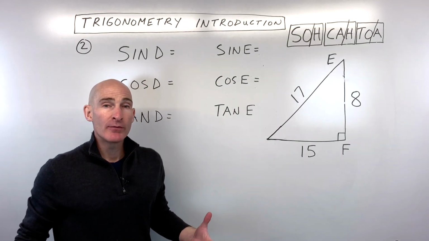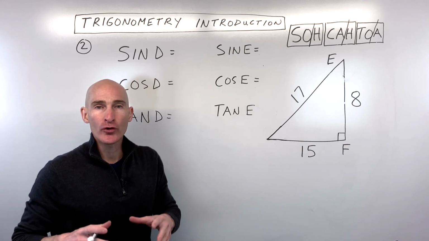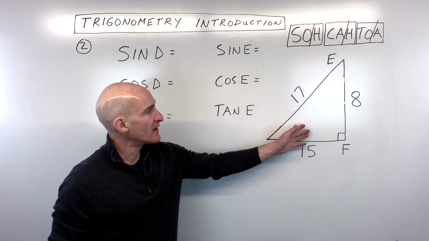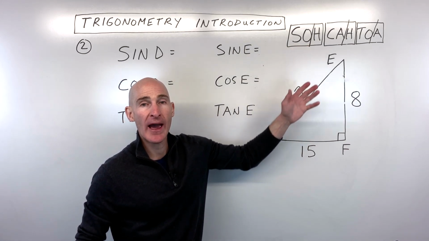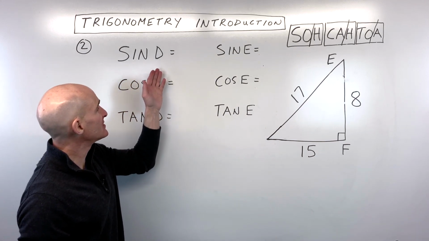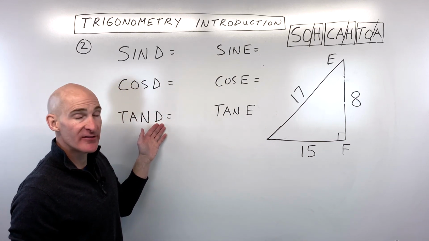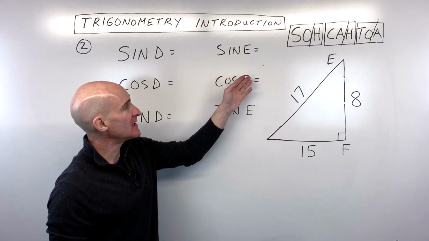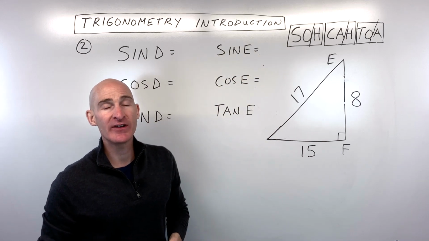Okay, for this example number 2, see if you can practice this one on your own. Go ahead and pause the video, draw a diagram here, use your SOHCAHTOA acronym, and find the sine of angle D, cosine of angle D, tangent of angle D. Then switch to angle E and find the sine, cosine, and tangent of angle E.